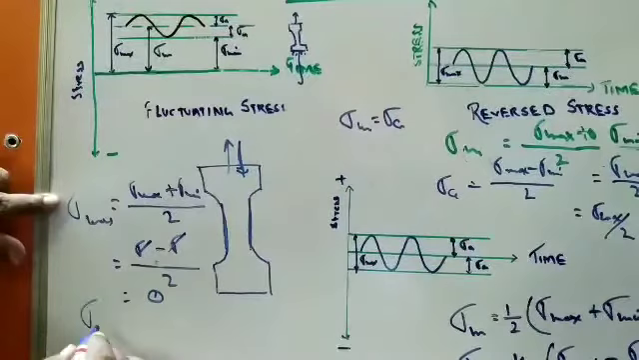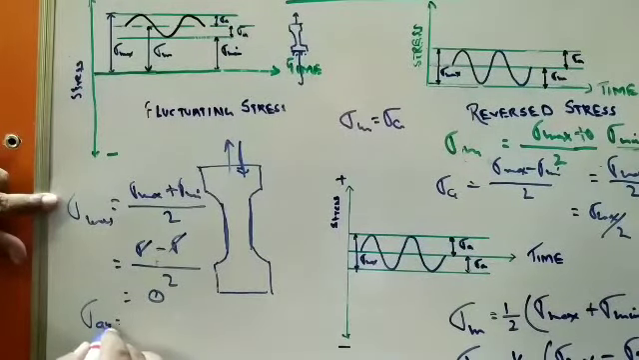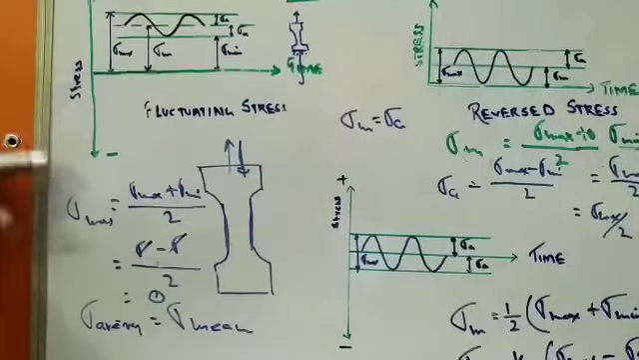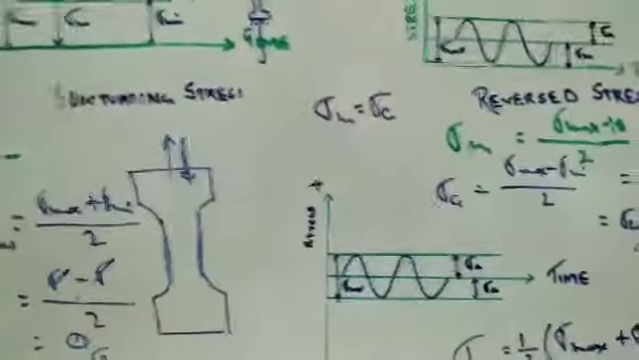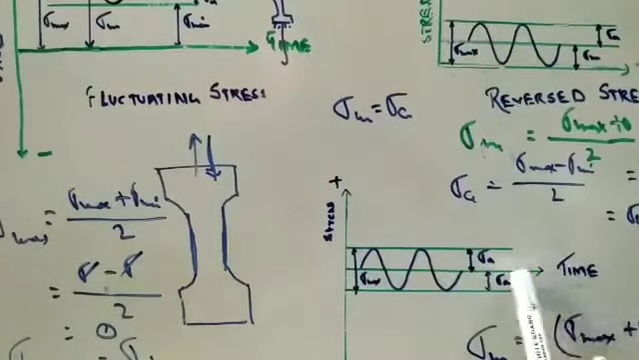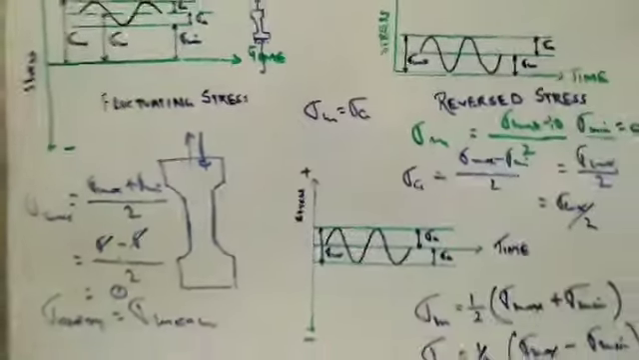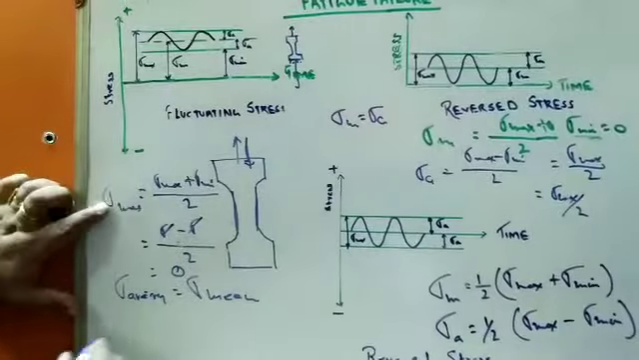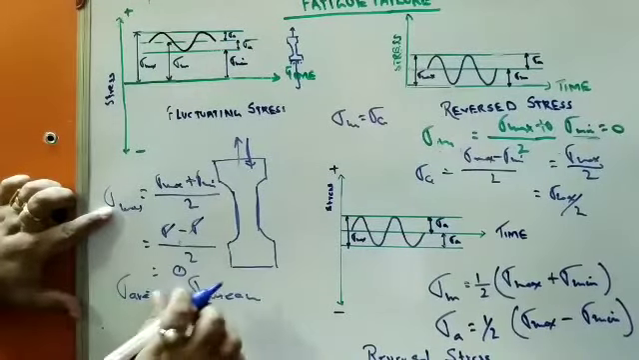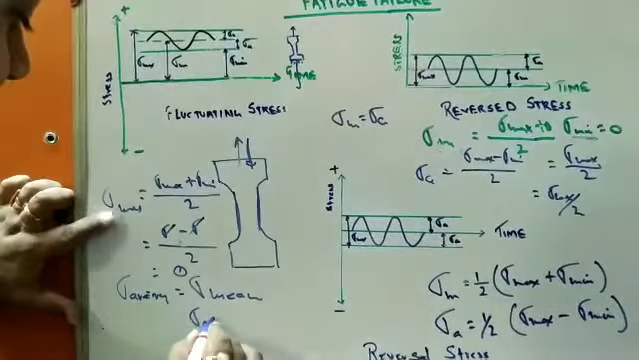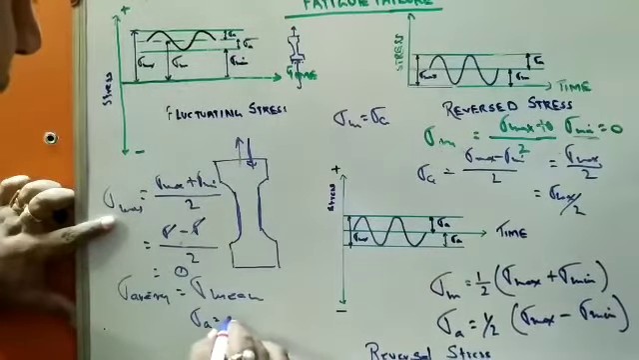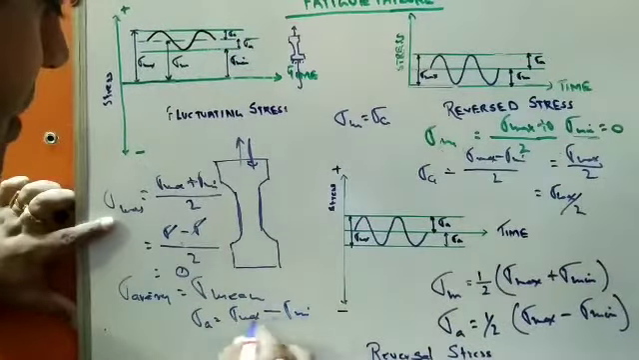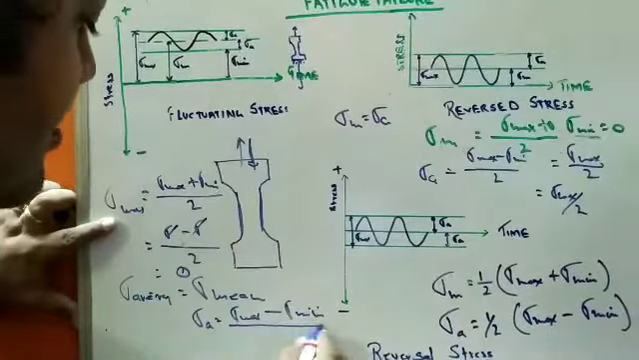The average stress is written as sigma mean. So over here the sigma mean is 0. You could see this line is the line for the sigma mean. It is passing through the 0 line. Now you go for sigma alternating. For sigma alternating, what should you get? Sigma alternating is given by sigma max minus sigma min by 2.